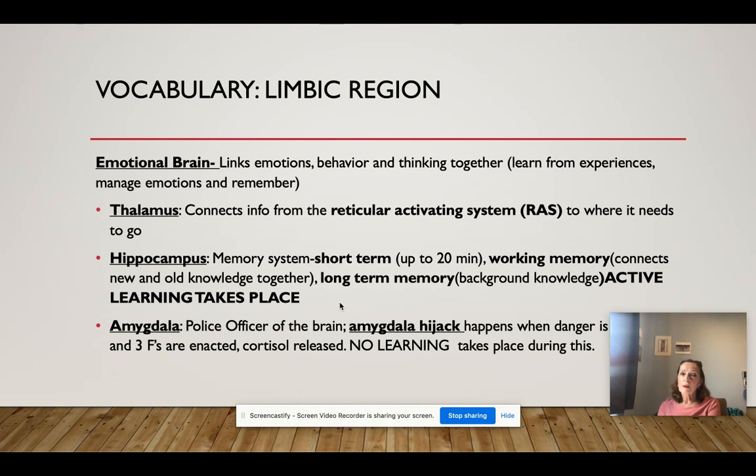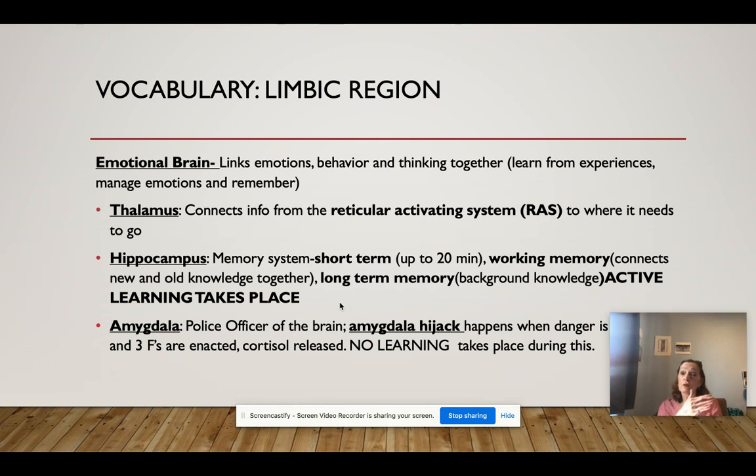So the part of our brain in this limbic region called the thalamus is connecting the information from the reticular activating system that we just mentioned before to where it needs to go. So it's like a director. That reticular activating system, getting engaged and grabbed by some attention, is then channeling that signal where it needs to go in the brain.